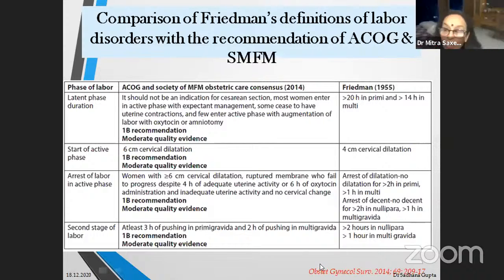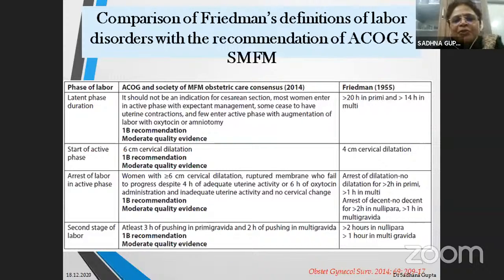Right from 1955 to 2014, it is all about relaxation in second stage time, in arrest of labor definition and start of active phase. And we have to think it and experiment in our labor room practice what works best, and whether the prolongation of time results in a good outcome or an optimized outcome. And actually we make the evidence, our experience makes the evidence.